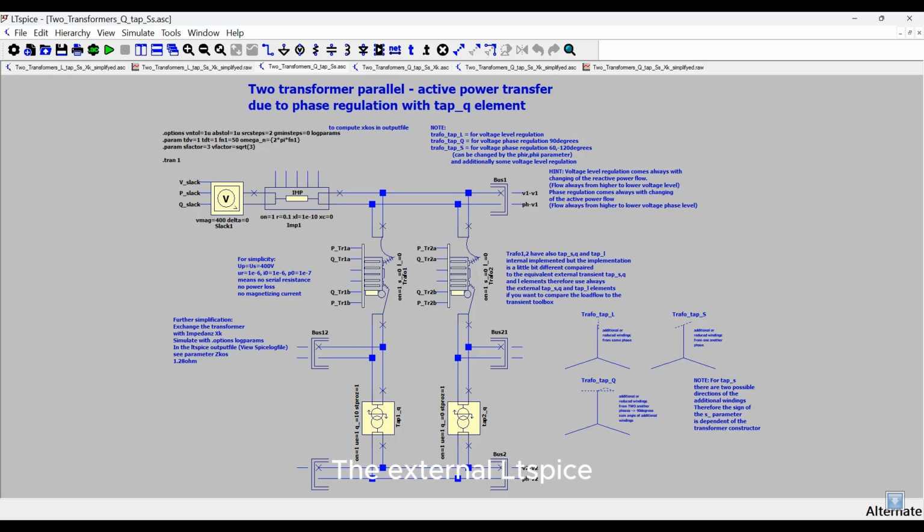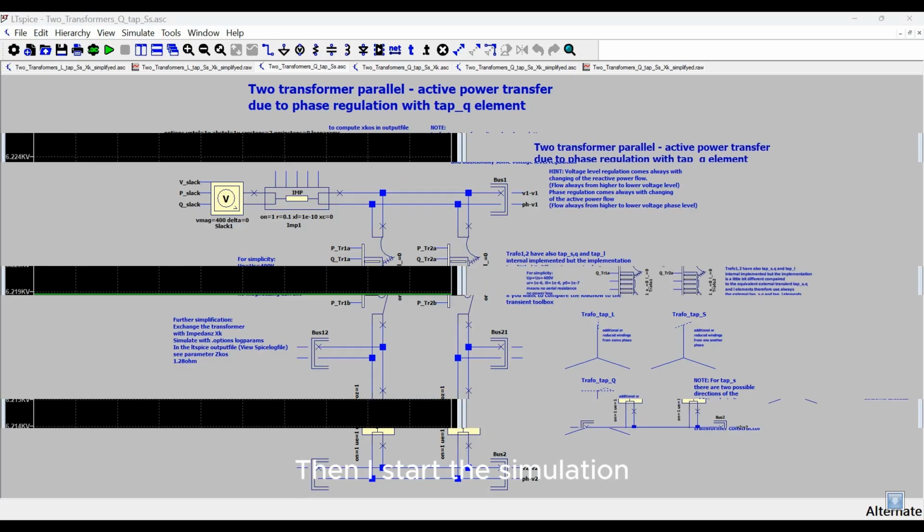The external LTspice transformer control models are called Trafo-Tap-L for longitudinal control, Trafo-Tap-Q for transverse control, and Trafo-Tap-S for cross-regulation of both at the same time. The two transformer control block symbols are called Tap1Q and Tap2Q. For an initial simulation with transverse regulation, I set the Q parameter of the Tap1Q element to +10. The Q parameter of Tap2Q remains 0. Then I start the simulation.